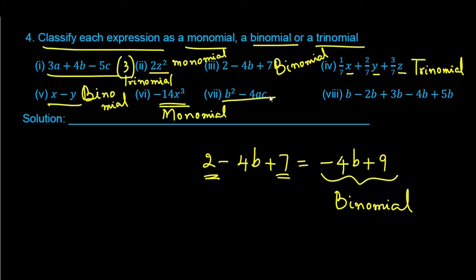B square minus 4ac. When we consider a, b, and c as variables, this has two terms, so we can call it a binomial. Here also we consider b as a variable. All the given terms are like terms, so they can be written as a single like term. So it is a monomial.